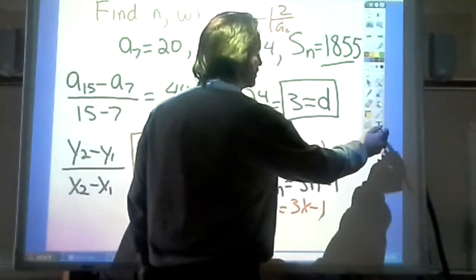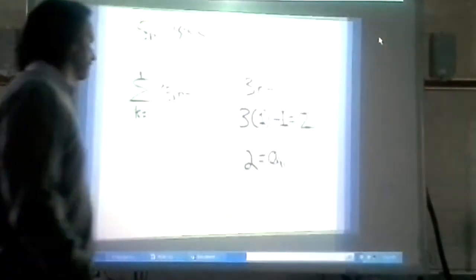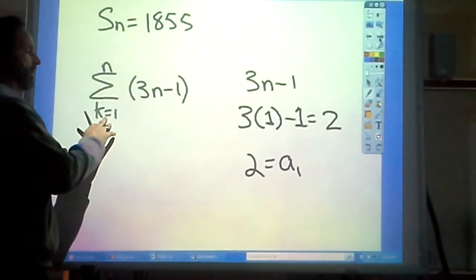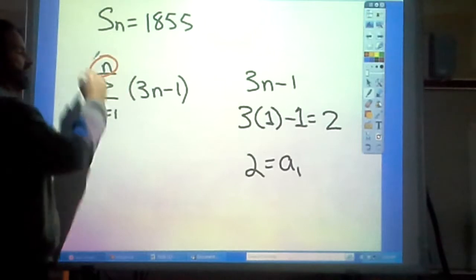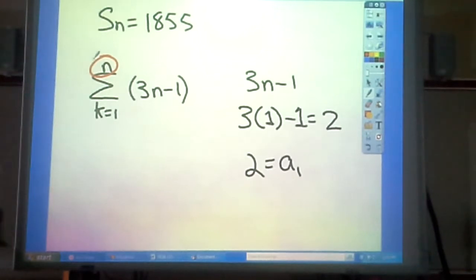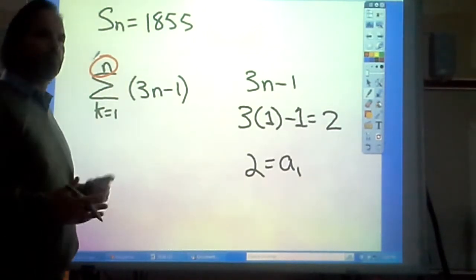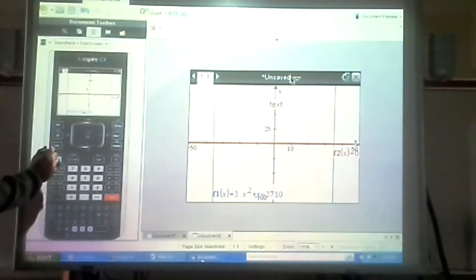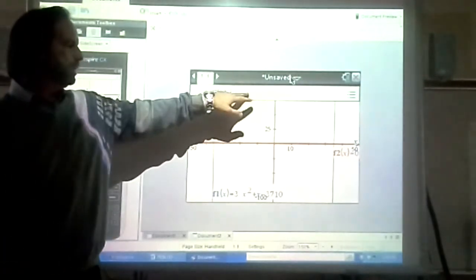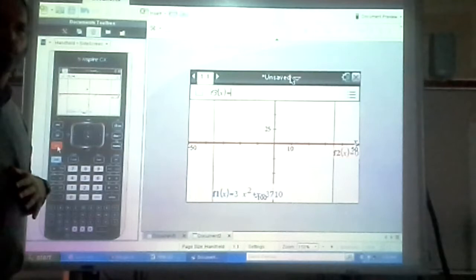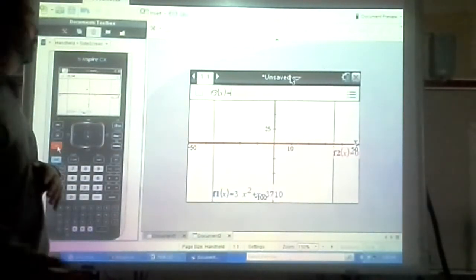Here's how we can cheat on this problem. Notice we've had problems like this where I've got k equals 1, and I'm going to sum it up, and I don't know what n is, but here's my formula that I've worked out, 3n minus 1. Here's the problem. I can't put this in, let's say, in table mode, like up here, and create a table without having two variables.